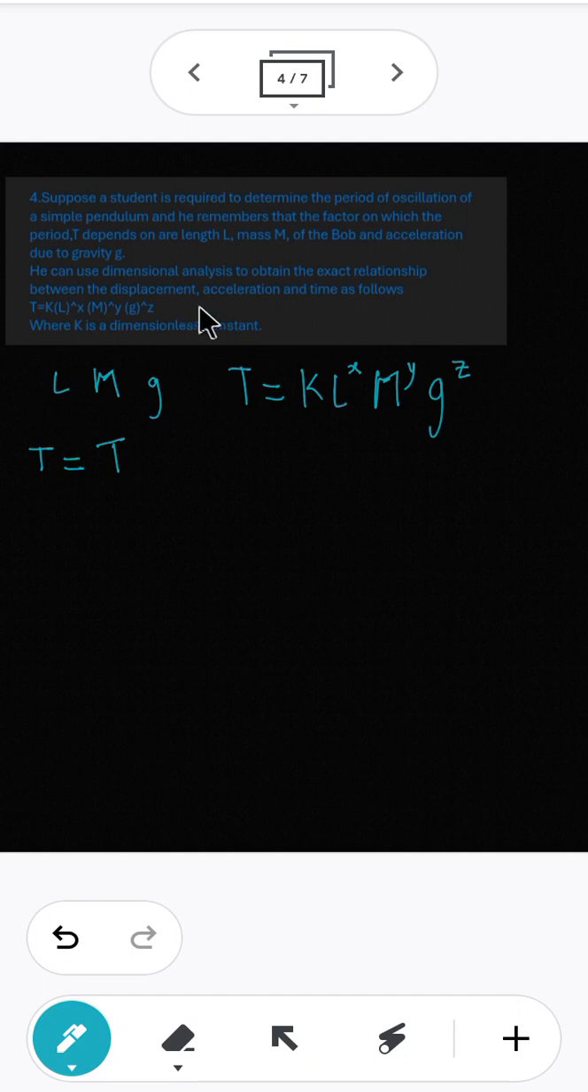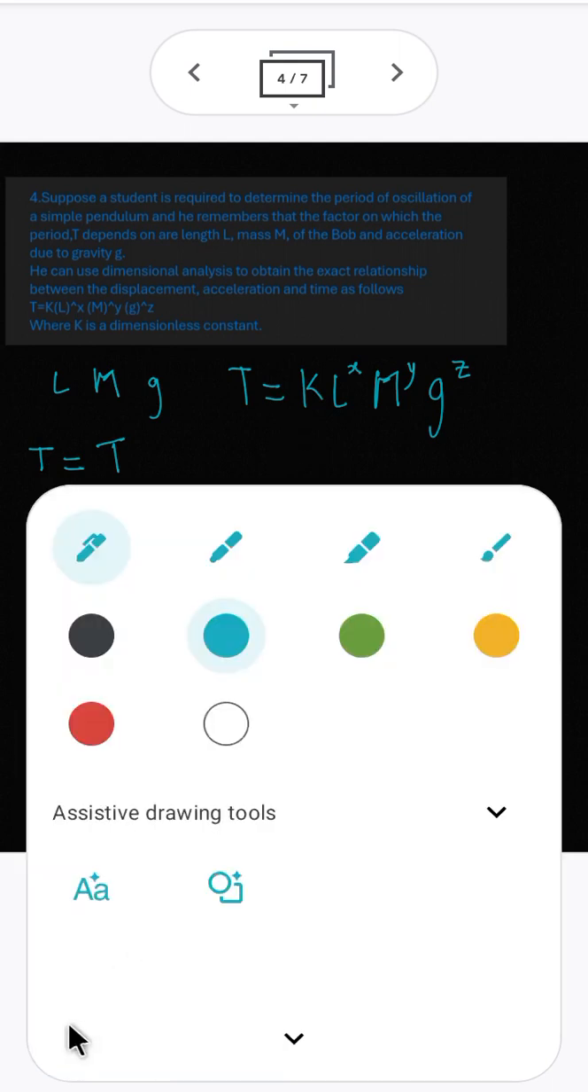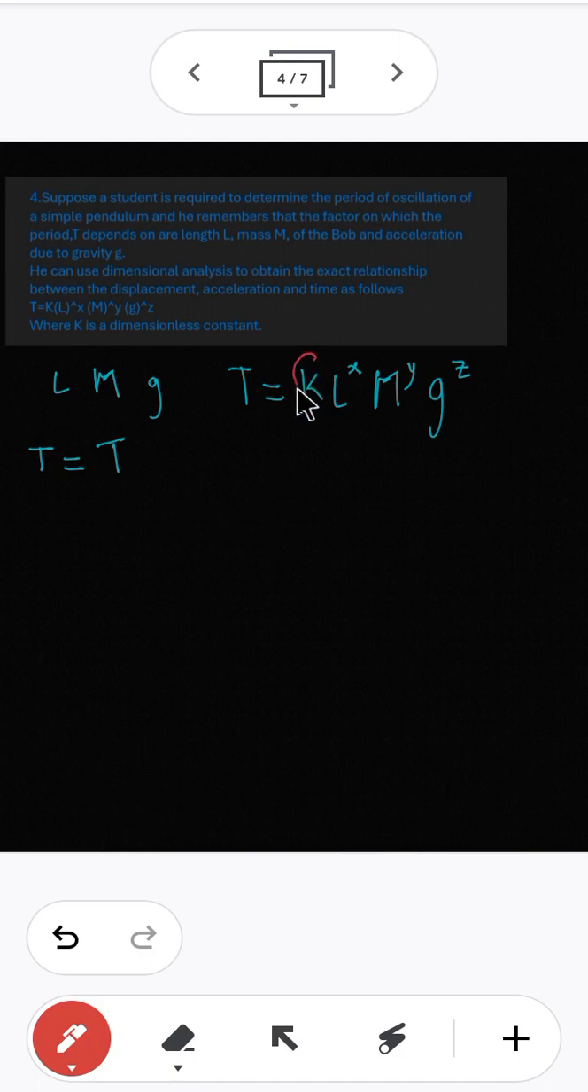Remember, we don't deal with constant. They say where K is a dimensionless constant, so we're not going to use this in our calculation. Constants can not only be numbers, sometimes they are letters. So it's a dimensionless constant. From the question, it is stated.